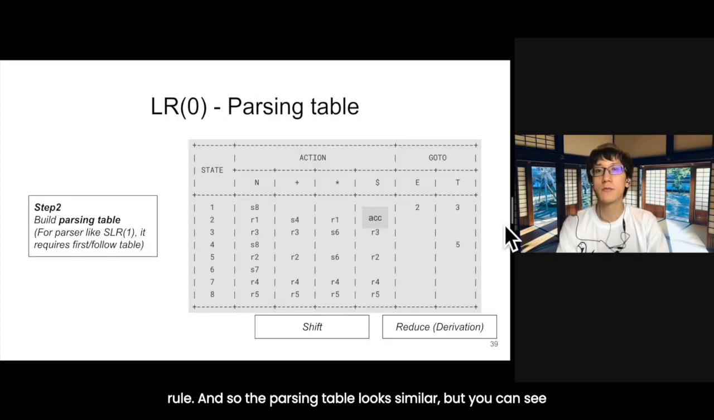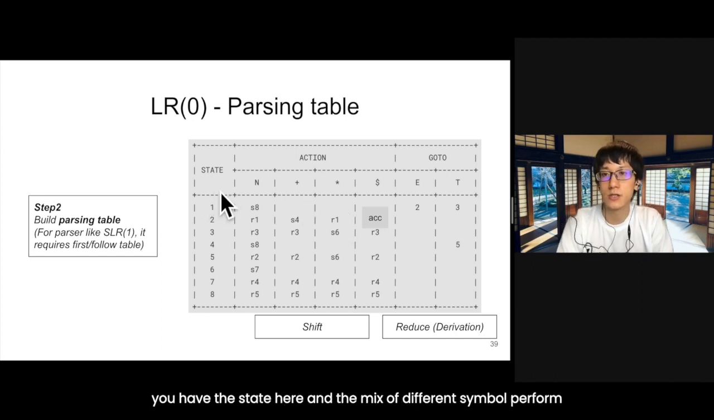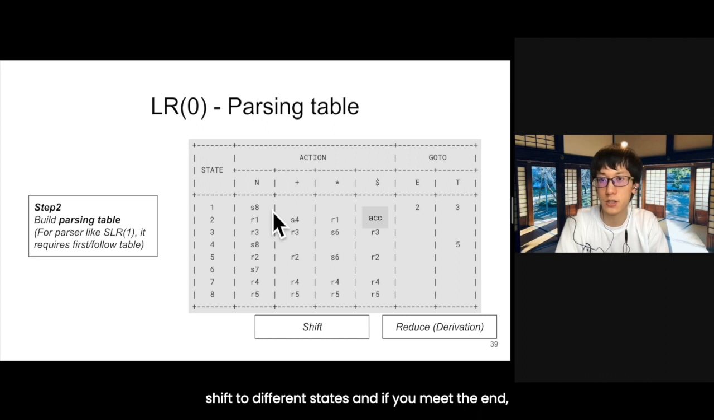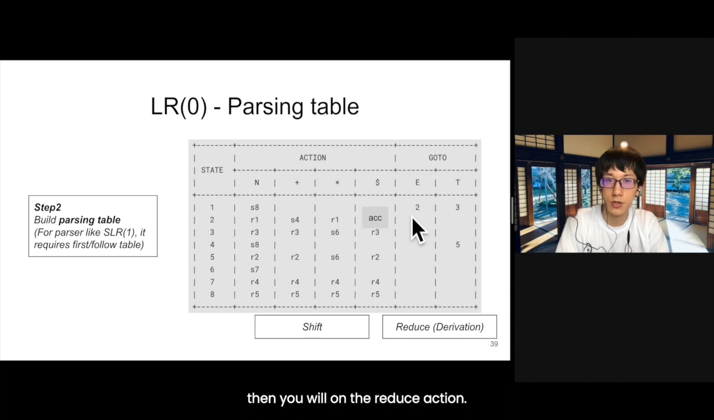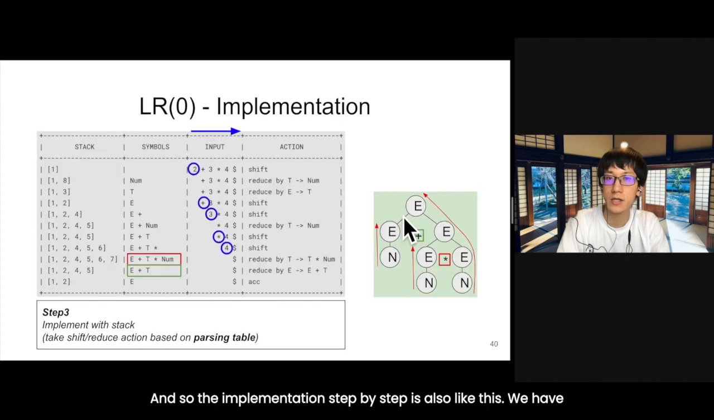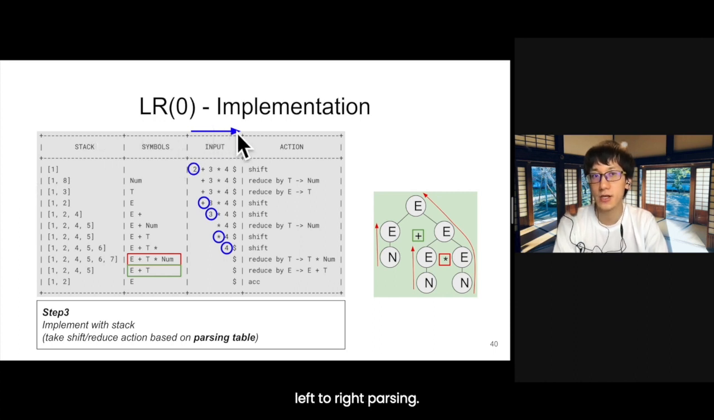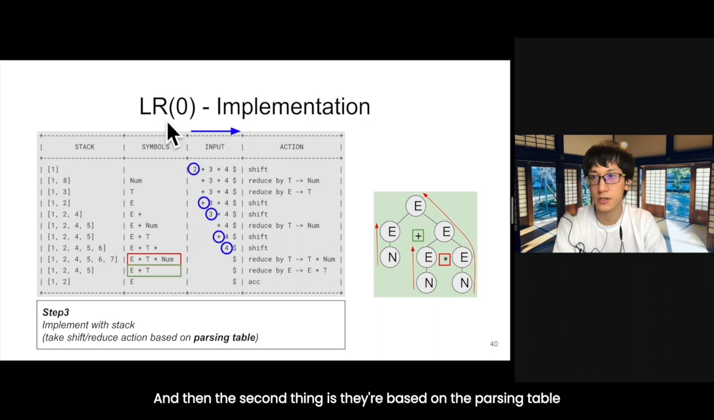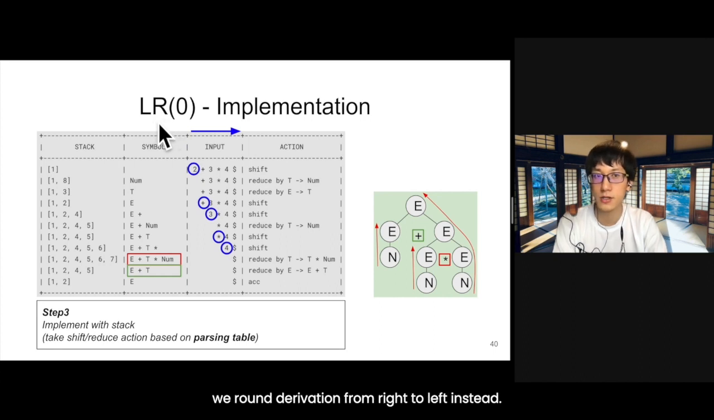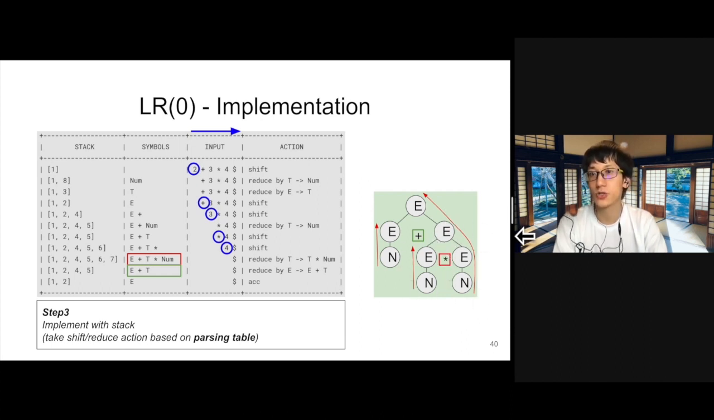The parsing table looks similar. As you can see, you have the states here, and when you meet different symbols, you perform a shift to a different state. And if you meet the end, then you run the reduce action based on that grammar rule. The implementation step by step is also like this. We have the left-to-right parsing, and then the second thing is that based on the parsing table, we run the derivation from right to left instead. So this is the bottom-up approach.